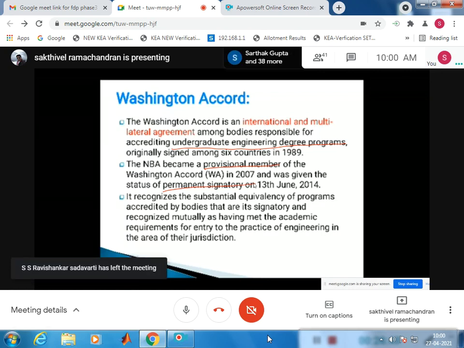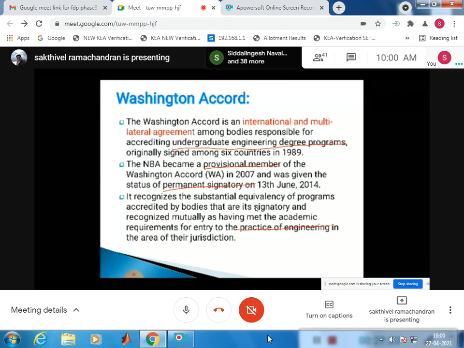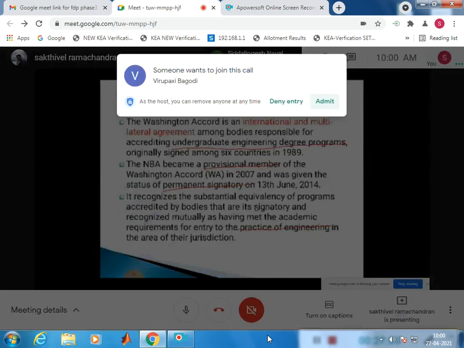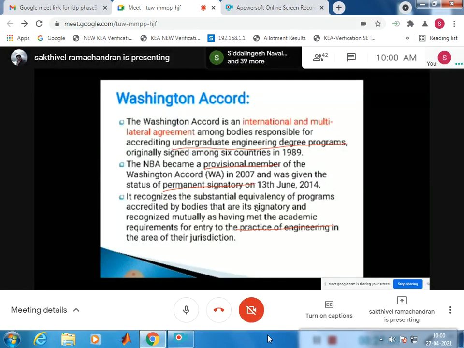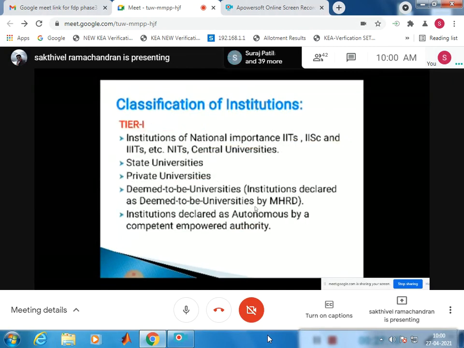So this gives you an entry, or it checks for the academic requirement for entry of practicing of engineers in that particular jurisdiction, right? So he is well equipped, is well learned to practice this engineering in that particular field. So Washington Accord is for engineering undergraduate courses. So that's being done.